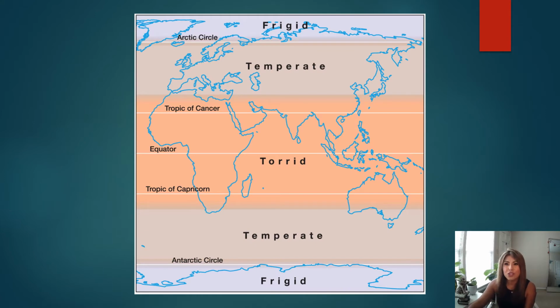So your frigid zone is going to be up here, in the higher latitudes. Then you have your temperate, which is kind of the middle, so your mid-latitudes. Temperate sounds like not too hot, not too cold. And then you have your torrid zones, which are going to be towards the equator. So this is how they broke it down. This is not accepted. This is not used anymore.